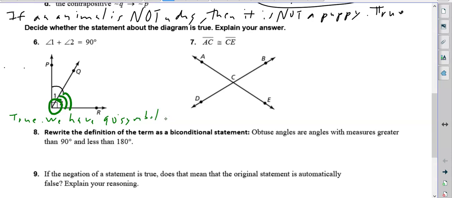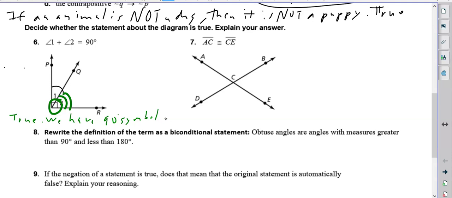If we did not have that symbol there, we could not say, well, yeah, it looks like it's 90, because as we've seen before, it could be 89.5 or 90.1, but not 90. So having the symbol there allows us to know they add up to 90. So what are they? Complementary.